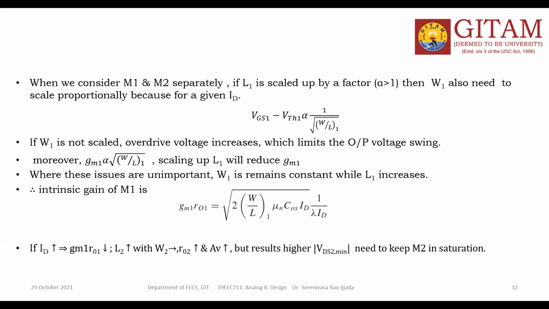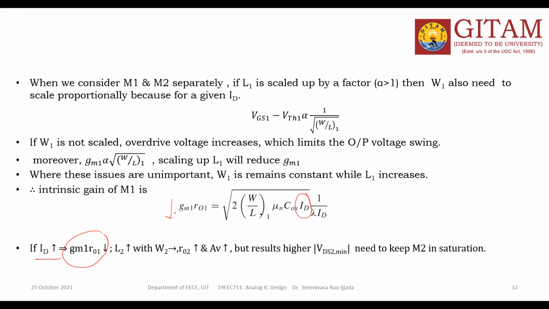So from this equation, you can understand that if ID increases, what happens? Your gm1 into R01 will decrease, because it is in the square root. Similarly, if L2 increases.